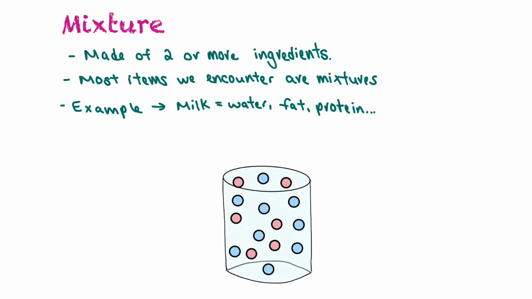Mixtures are made up of 2 or more ingredients. And most of the items that we encounter, including ourselves, are mixtures of many different types of particles. So for an example, milk that we like to drink, it's made up of a lot of different things. So water, and if it's not skim milk, there would be fat particles, there would be proteins, there would be sugars. Those are all different types of pure substances that are found in milk, and milk then would be a mixture.